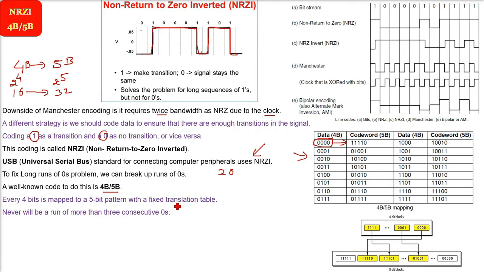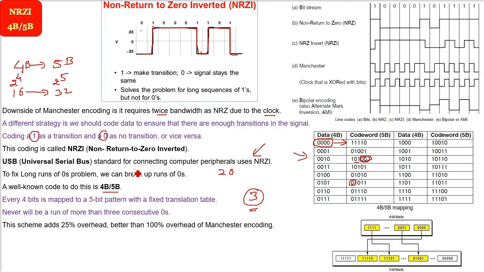What is the benefit? You will never have more than 3 consecutive zeros. Say you take these 2 zeros at the end, you will have a maximum of 2 zeros, and in the front you will have 1 zero. So if you combine the end and the front, there will be a maximum of 3 zeros. Any combination you can take, there will never be a run of more than 3 consecutive zeros. So this is how we fix the long runs of zeros problem.